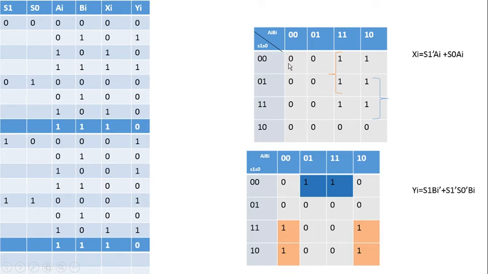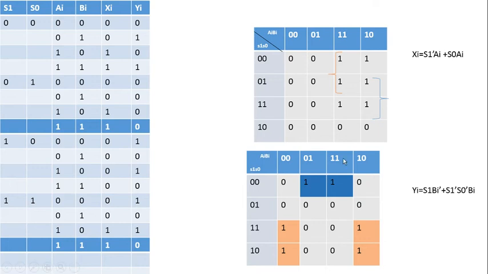Now we want to make a simplification for this xi and yi in order to get the combinational circuit. Here we have 16 values, so we mark the 16 values in the Karnaugh map, and we need a simplification. While simplifying, by combining these 4 ones together and these 4 ones together, we get an expression for this xi, that is S1 complement ai plus S0 ai. This forms the combinational circuit for this xi input of our parallel adder.